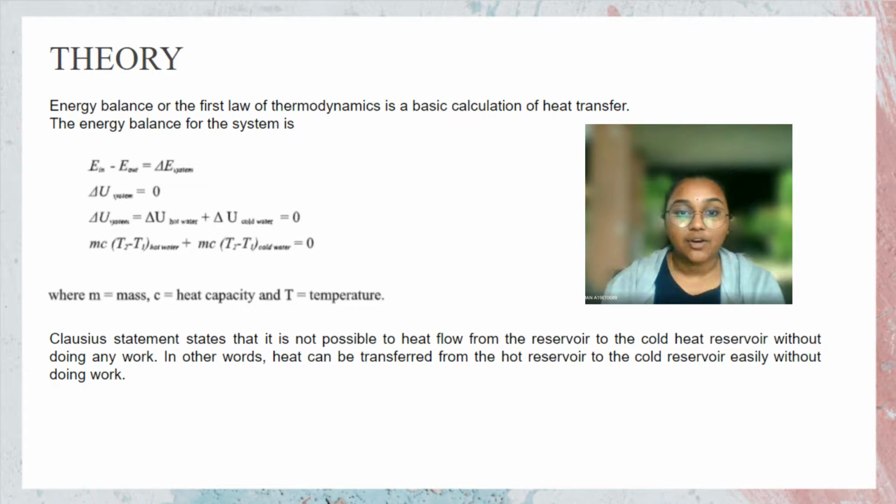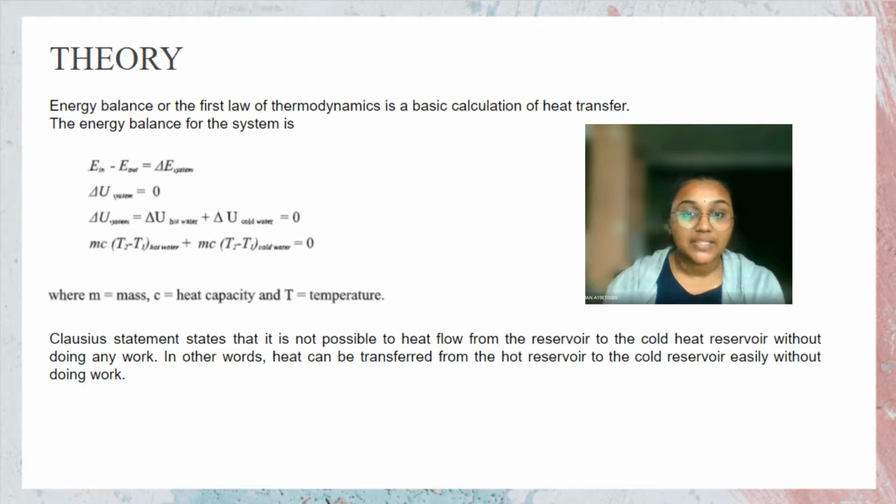For the next part of this presentation, I will carry on with the theory part of this experiment 3. The energy balance, or the first law of thermodynamics, is a basic calculation of heat transfer. The energy balance for the system is as shown below. E in minus E out equals delta E of the system. The delta U of the system equals 0, which means the delta U of hot water plus the delta U of cold water equals 0. So mC(T2 minus T1) of hot water plus mC(T2 minus T1) of cold water equals 0, where m is the mass, C is the heat capacity and T is temperature.